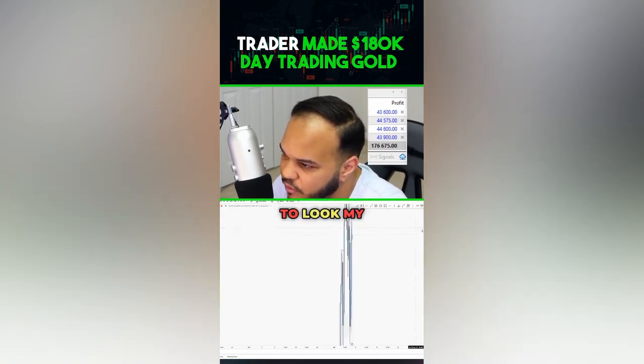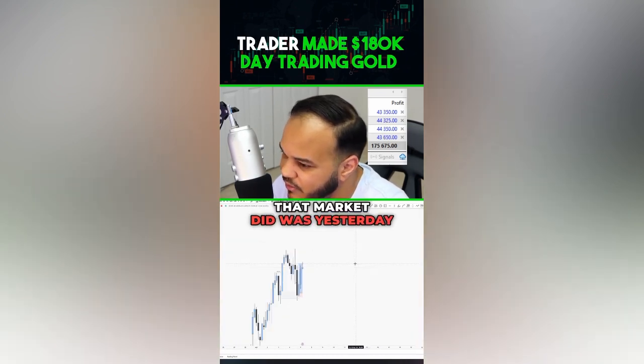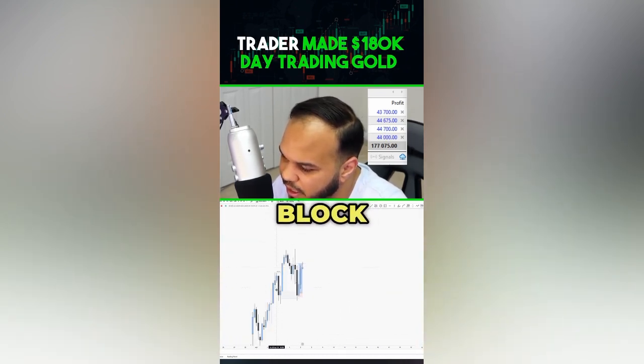First of all, I go to the 4-hour to look at my bias. You guys can see we're in an uptrend creating higher highs and higher lows. So the first thing that I saw the market do yesterday was a massive pullback to this 4-hour order block, and it's still holding it.